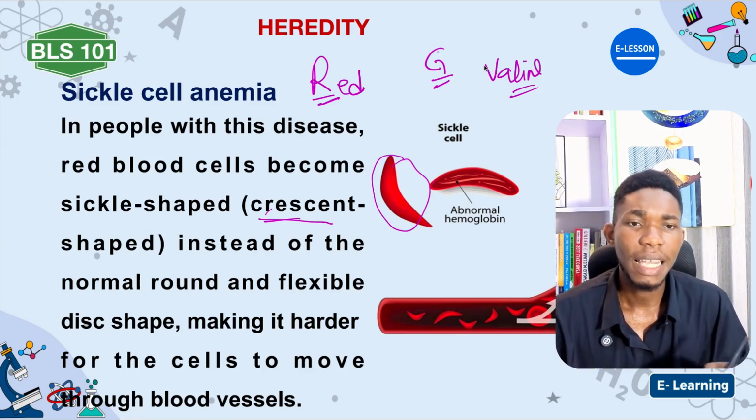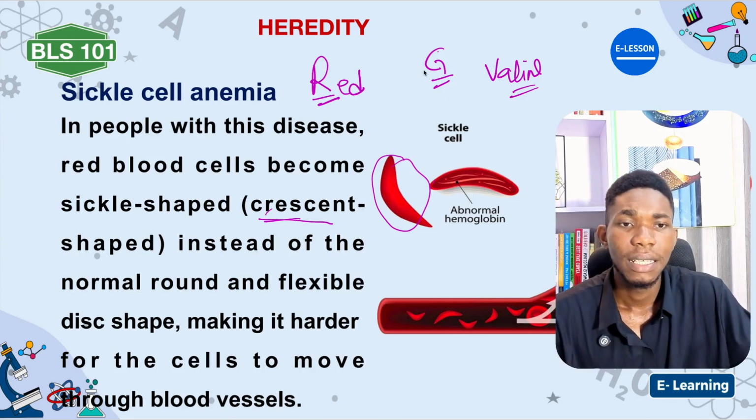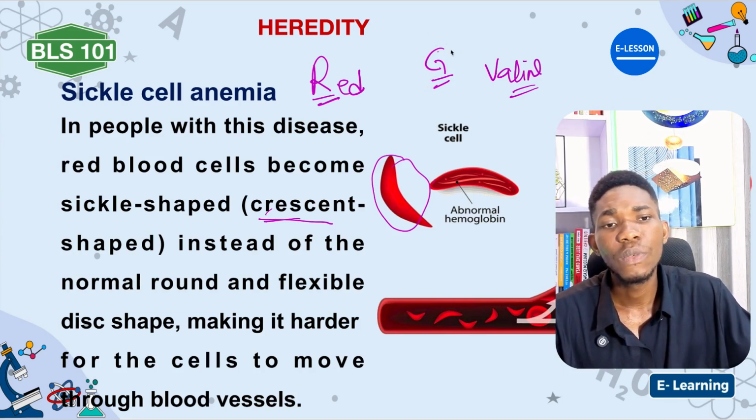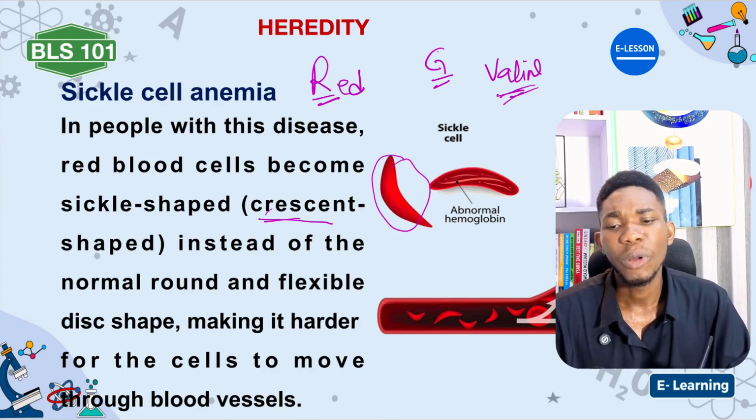But just know that it has to do with what? A substitution in one of the amino acids. Are you getting it? The gene that codes for that particular amino acid is substituted. Instead of a gene that codes for glutamic acid, you are having a gene that codes for what? Valine. Do you get the idea? But that will not concern you now.